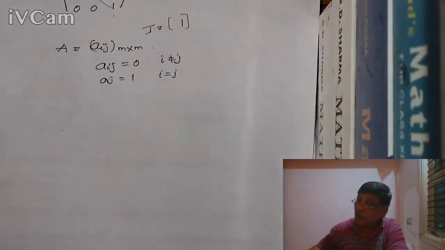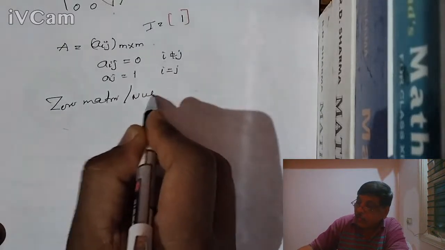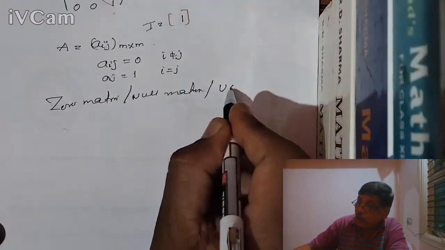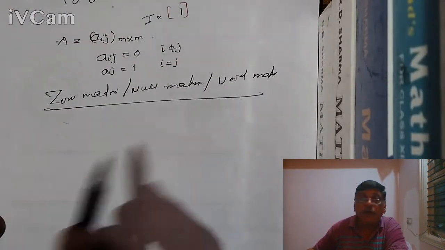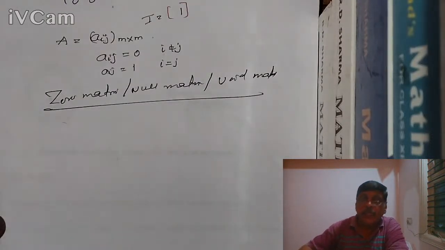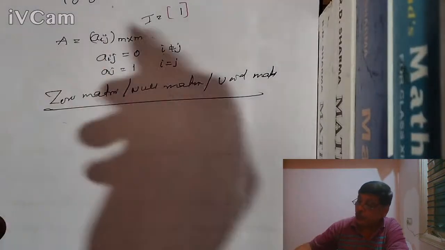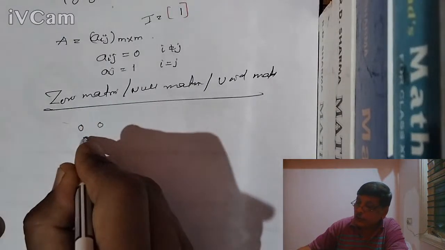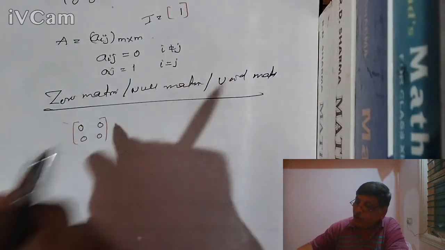Now let us see the last type, that is the zero matrix, or null matrix, or void matrix. Here the definition is quite simple. A matrix is said to be a zero matrix if all its elements are 0. I consider 0, 0, 0. This is an example of a zero matrix because all the elements are 0.